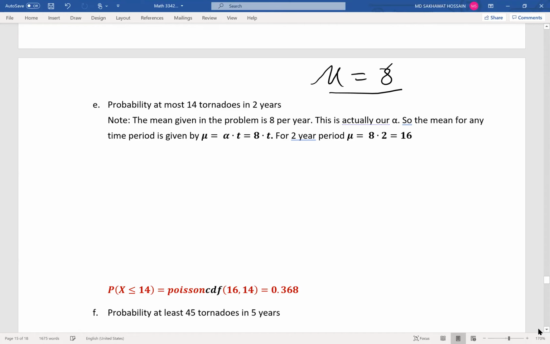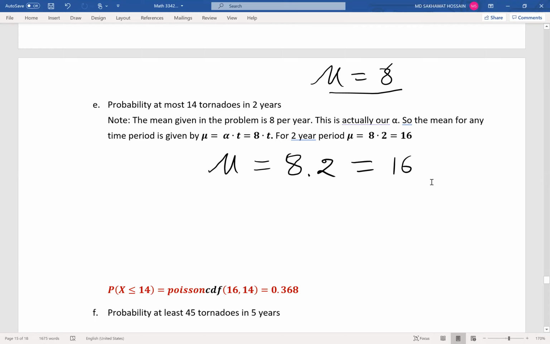This mu was for 1 year. For the previous examples, we calculated the probability for each one-year period. But now the given time period is 2 years, so you have to find the expected value for 2 years. So what is the expected value for 2 years? For 1 year, it is 8, so for 2 years, it will be 8 times 2. So the expected value is 16. In this case, mu is 16.